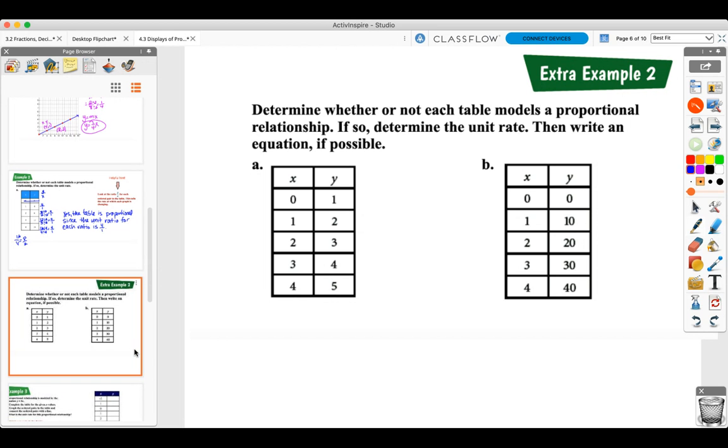Determine whether or not, so again, same question as last one. So I want you to pause the video and see if you get the same answers. The only difference this time is you're actually writing the equation. So you're going to actually write the equation y equals mx.